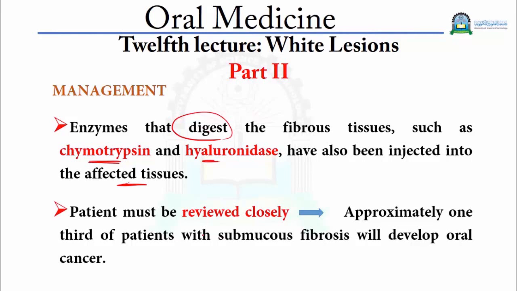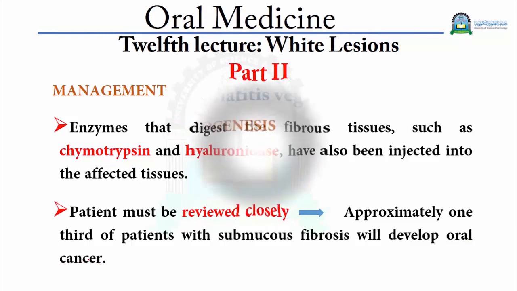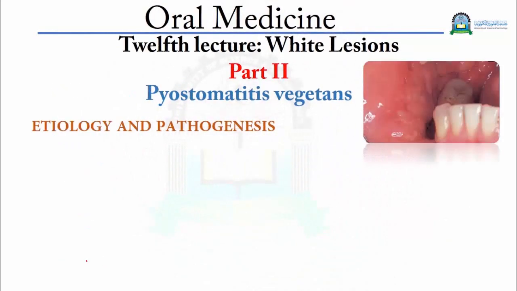of these lesions, and the patient must be reviewed closely, and approximately 1/3 of the patients with submucous fibrosis will develop an oral cancer. As we mentioned above, it is the most important white lesion which can be associated with a high grade of malignant transformation.